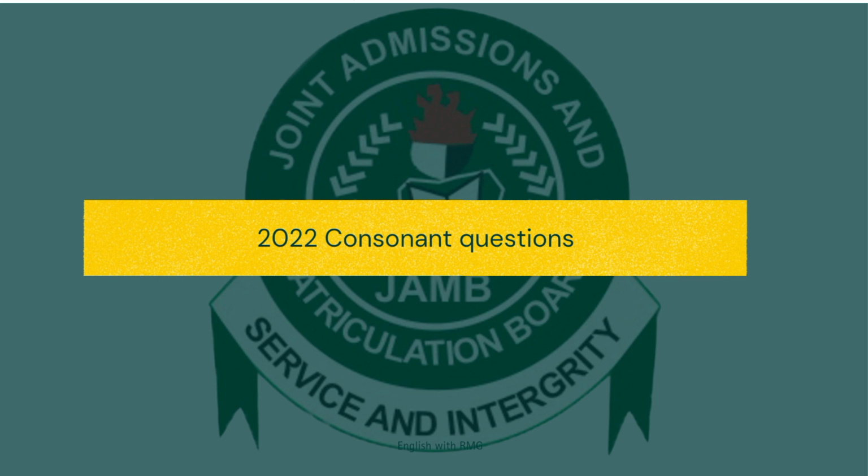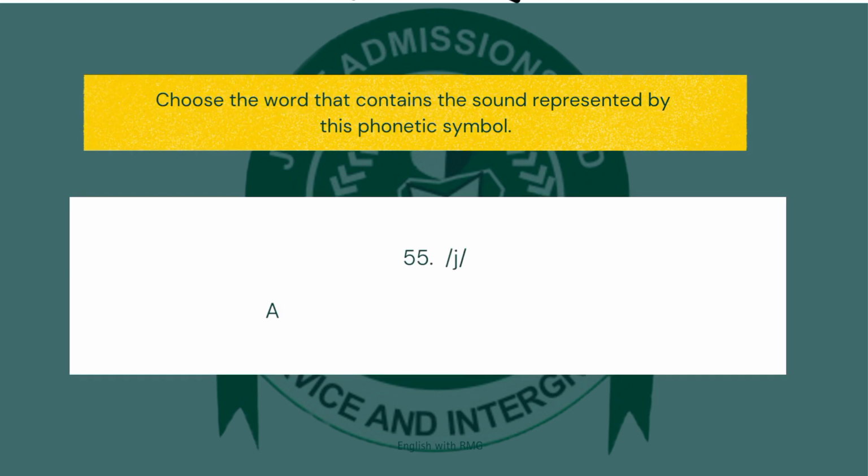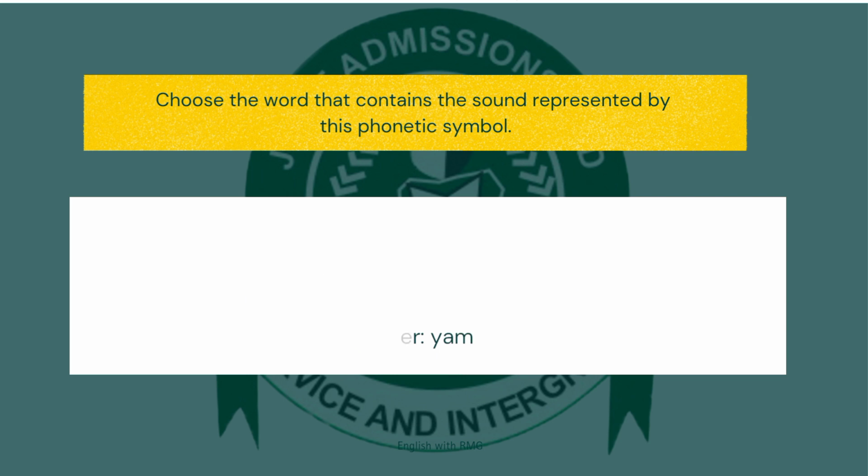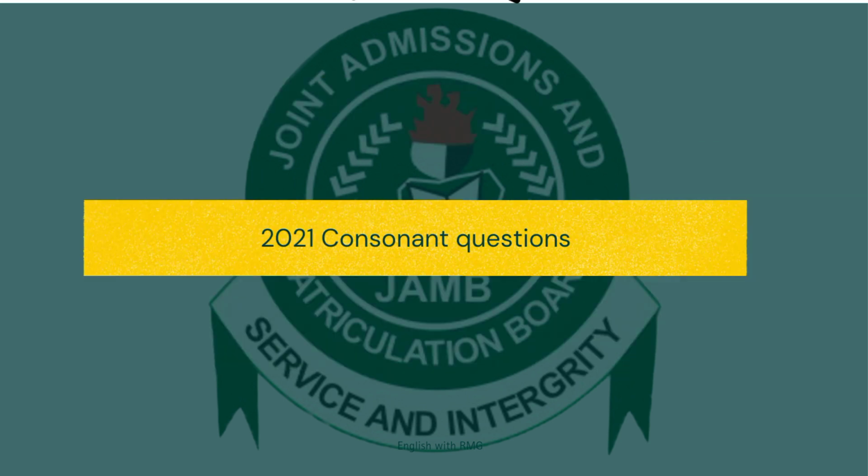So now let's move on to 2022 consonant questions. The instruction: choose the word that contains the sound represented by the phonetic symbol. I said this before, that the j sound is not j, it's the other sound. So our answer cannot be jam, judge, or gauge. Where do we have that sound? Our answer is going to be D, yam.